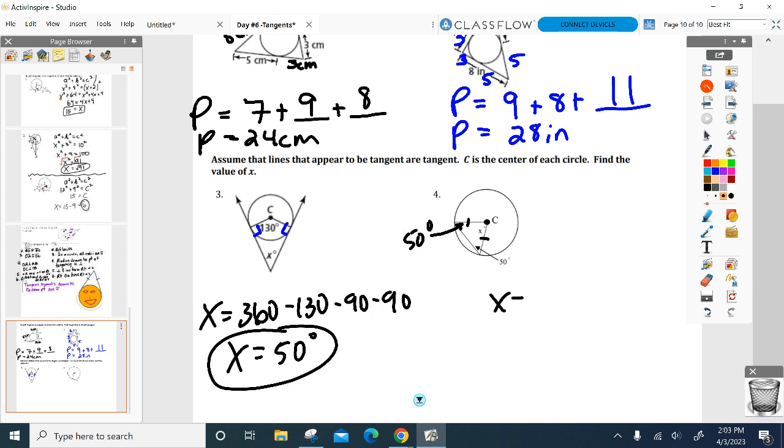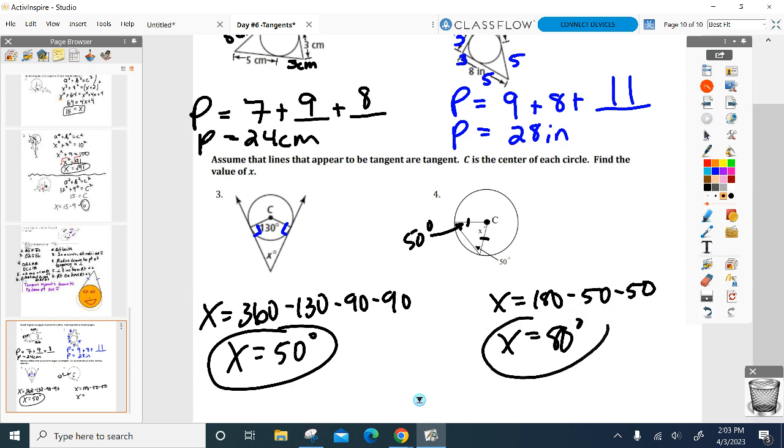Yep. 180 minus those 2 50s. Angle x. 80 degrees.